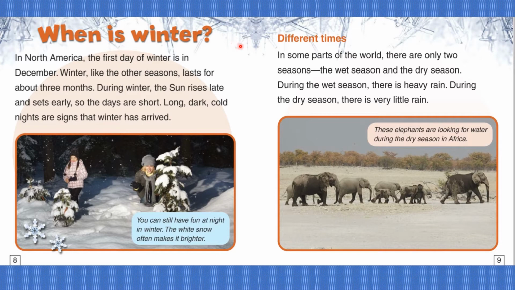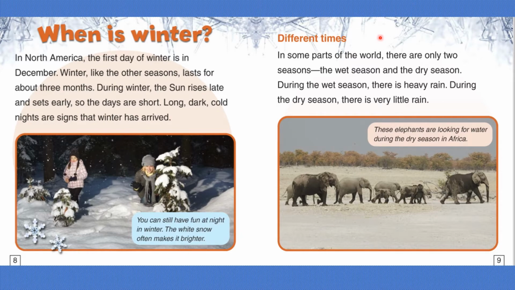When is winter? In North America, the first day of winter is in December. Winter, like other seasons, lasts for about 3 months. During winter, the sun rises late and sets early, so the days are shorter. Long, dark, cold nights are the sign that winter has arrived. You can still have fun at night in winter. The white snow often makes it brighter.